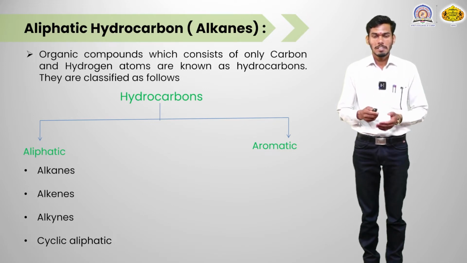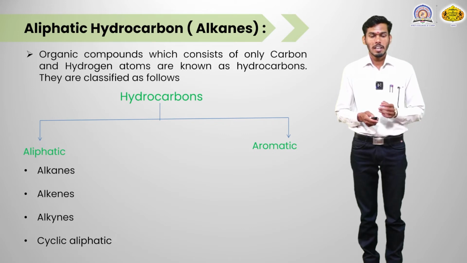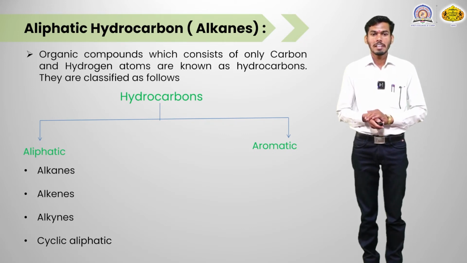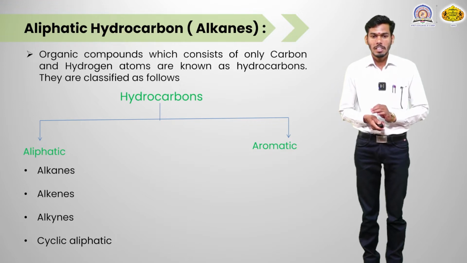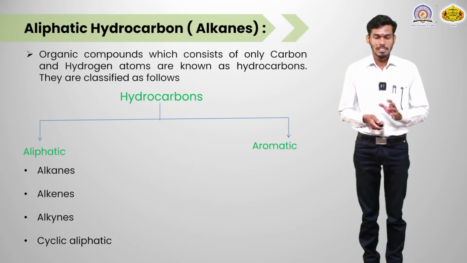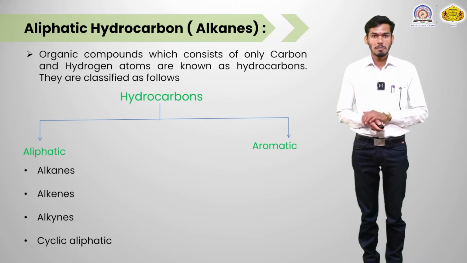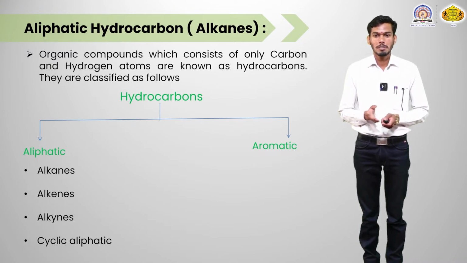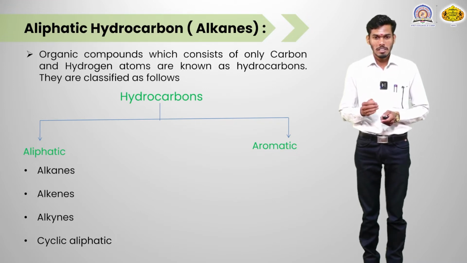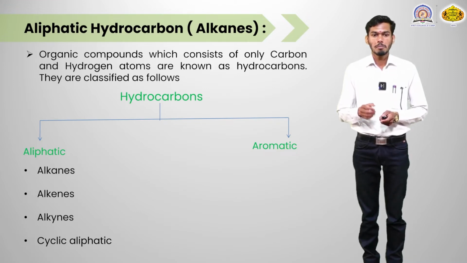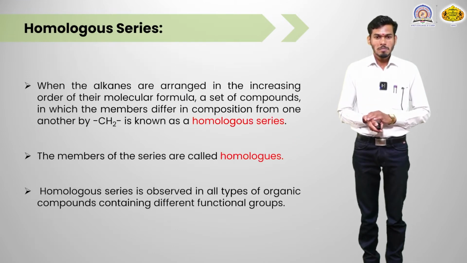Hydrocarbons are further classified into two classes: aliphatic hydrocarbons and aromatic hydrocarbons. Aliphatic hydrocarbons are those which have straight chain or branched chain structures, and aromatic hydrocarbons are those which have an aroma, meaning some smell or odor, and they have a ring structure in their compounds. In your syllabus we will discuss the main topics, which are alkanes, alkenes, alkynes, and cyclic aliphatic hydrocarbons.